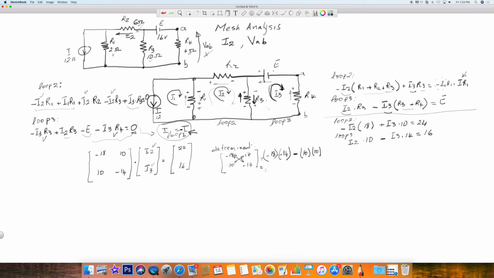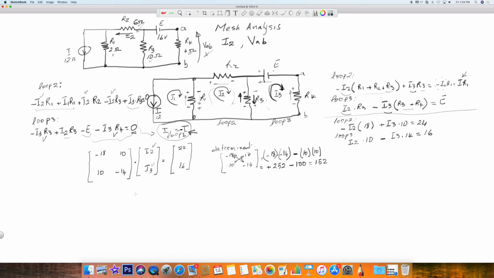Let me use my little cheap calculator here. I just want to go quickly. So I have 18 times 14. That's 252. Now that is a minus, so minus and minus, that is a plus, I'm sorry. Plus 252 minus 100, right? So what is that? 152. That's the determinant. So that's going to be the denominator for figuring out I2 or I3.